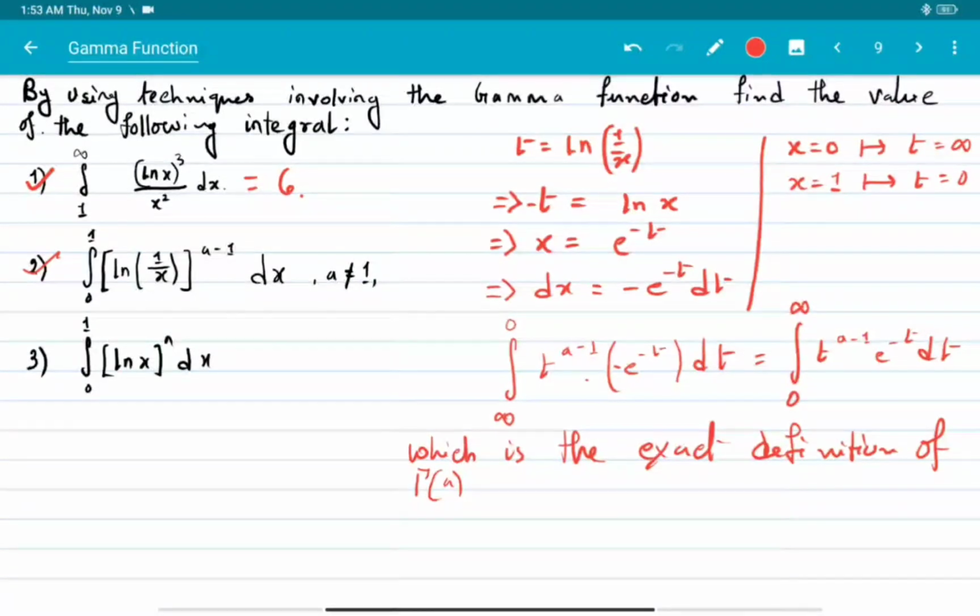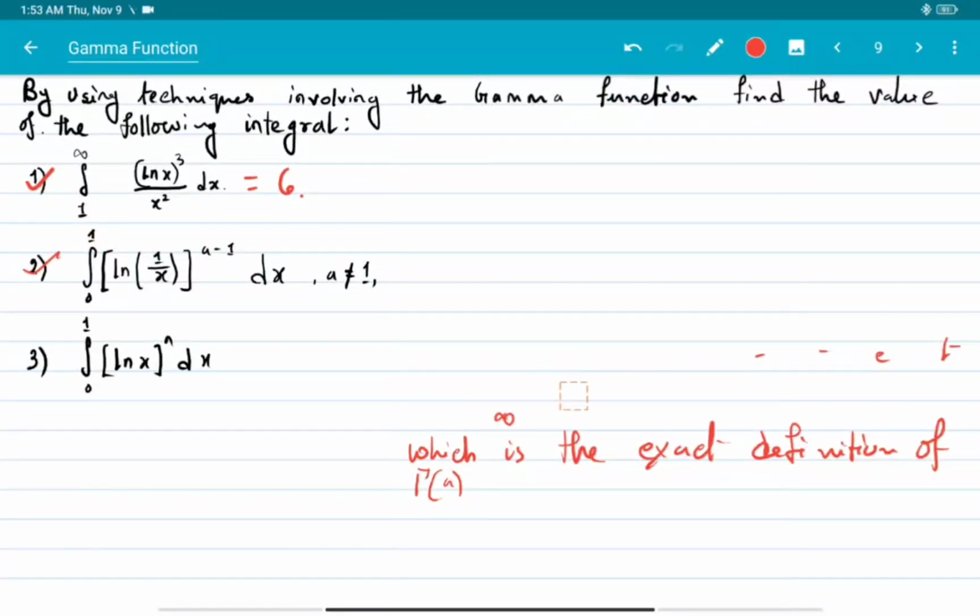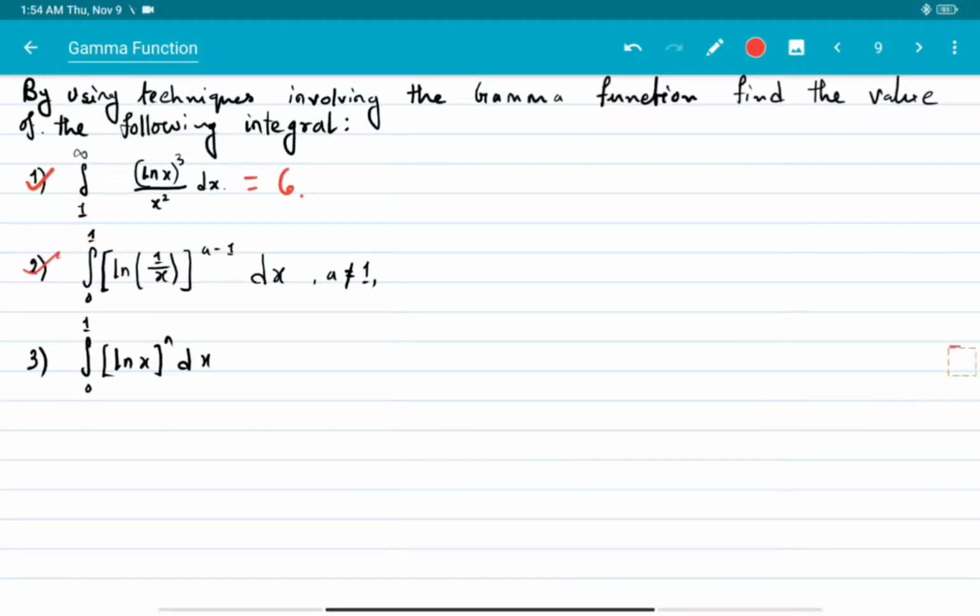Alright, so we'll go to the next problem, that is the integral from 0 to 1 of natural log of x to the power n. Here also we'll do the substitution of natural log of x, right? So you can pause the video and check it out.